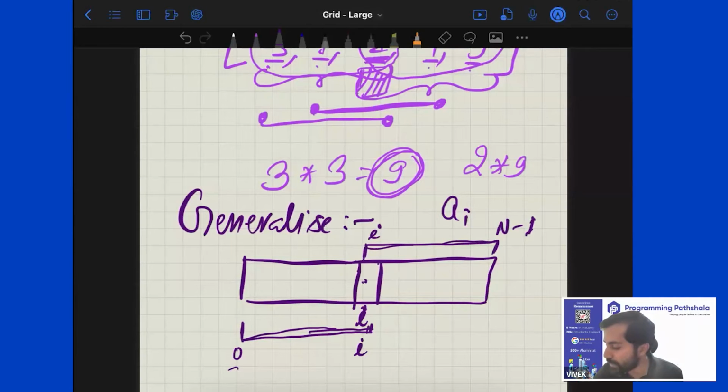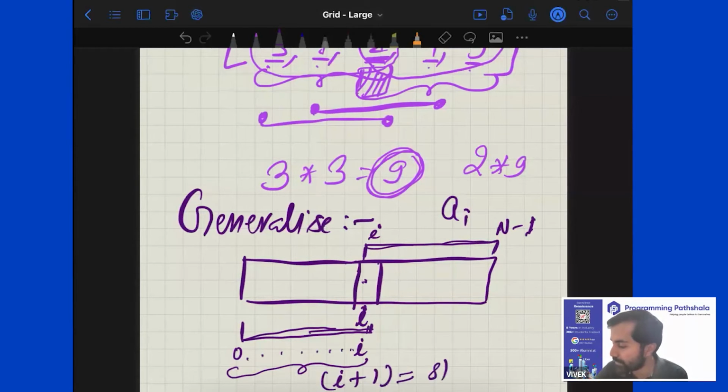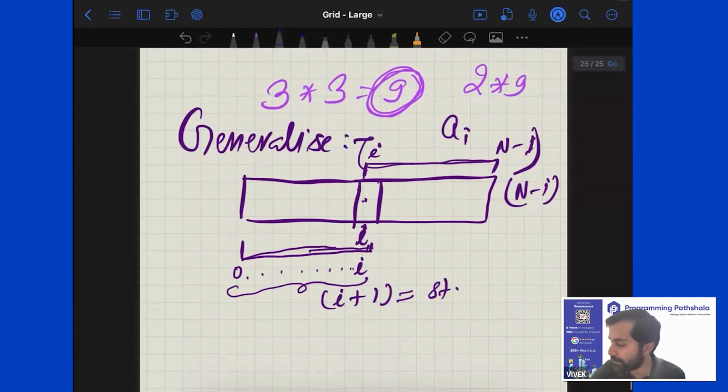So tell me, how many options do you have for starting point? From 0 to I, how many options are there? I plus 1. It's not I, it's I plus 1 because the starting point is 0. So I have got I plus 1 options for my starting point. And how many options do I have for my ending point? It is n minus I. So there are n minus I options for ending point. So how many subarrays will be there which will be containing this element? I plus 1 multiplied by n minus I.